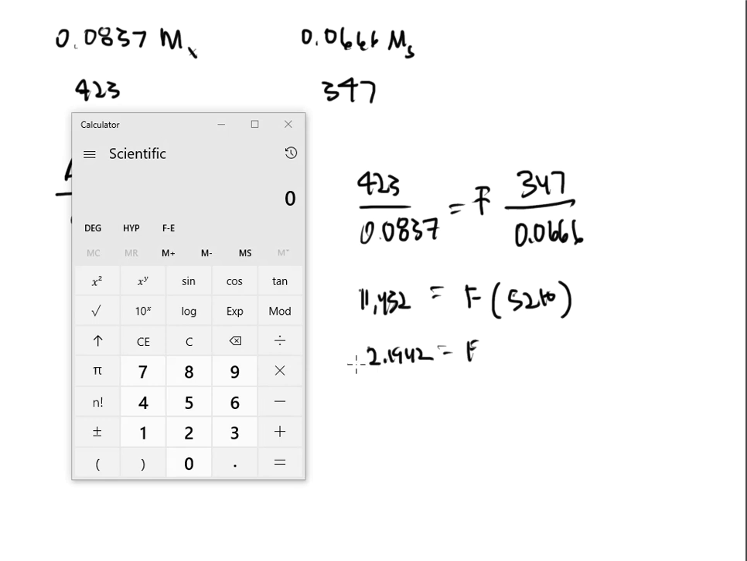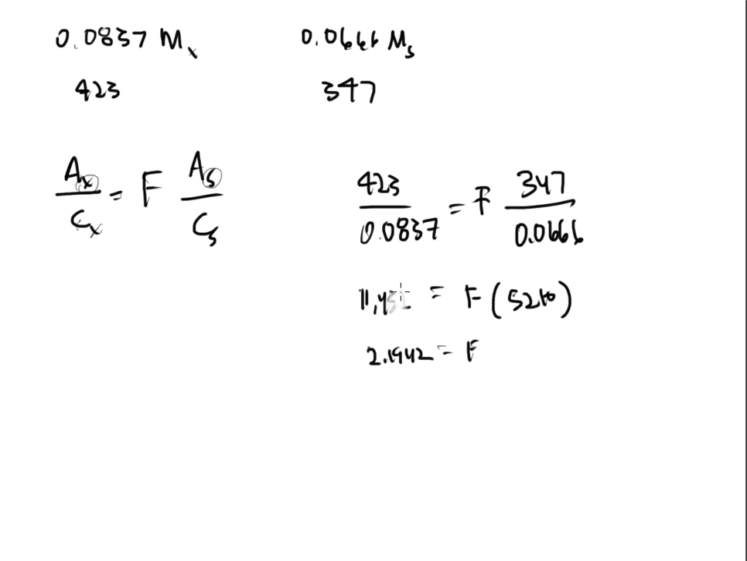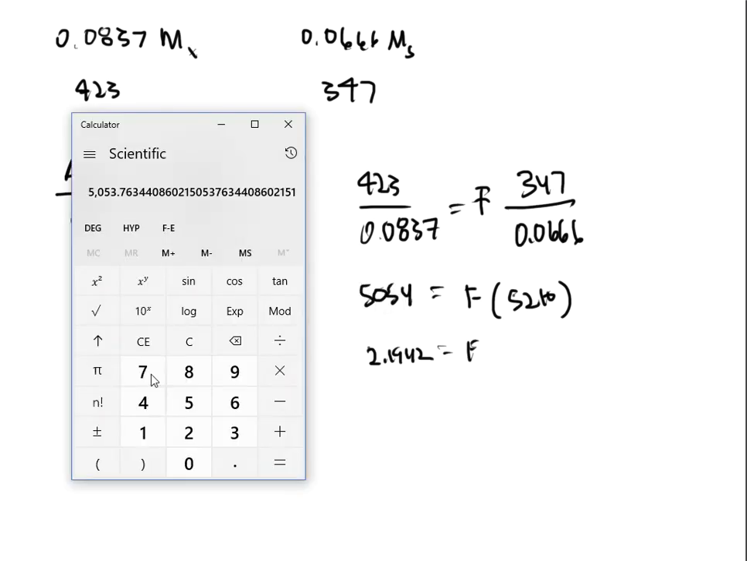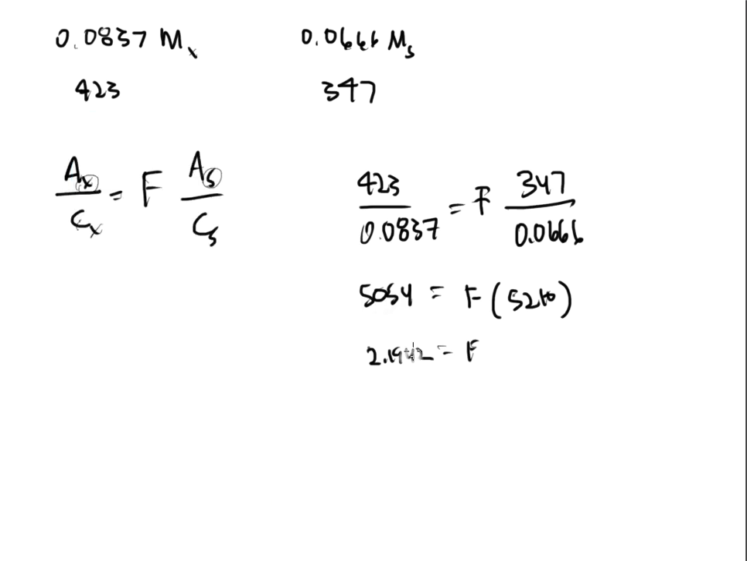And I think there could be a mistake. Let's check this first number again. 423 divided by 0.0837. That just doesn't look right. So I'm going to hit equal. Yeah, that's what I thought. That's a much better number: 5053 or 5054. So we need to do this calculation again. 5054, not 11,000 and some. All right. So 5054, and then I'm going to take that number and divide it by 5210, and that gives me 0.970. All right, so that's an F factor.